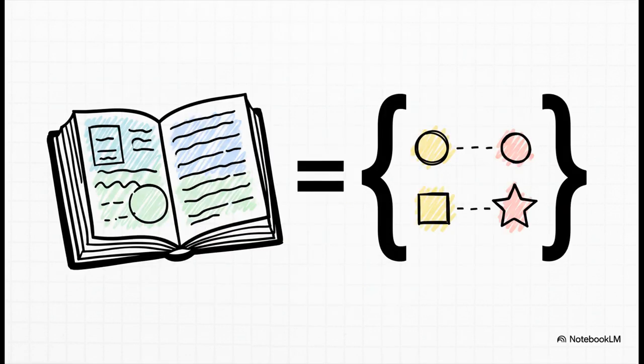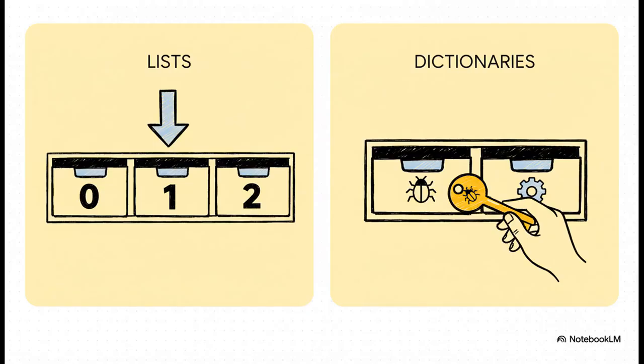If you answered yes to that, then guess what? You're already halfway there. You already get the core idea. In a real dictionary, you use a word, that's your unique key, to find its definition, which is its value. A Python dictionary works in the exact same way. It's that intuitive. Now, this is where dictionaries are a total game changer, especially when you compare them to lists.